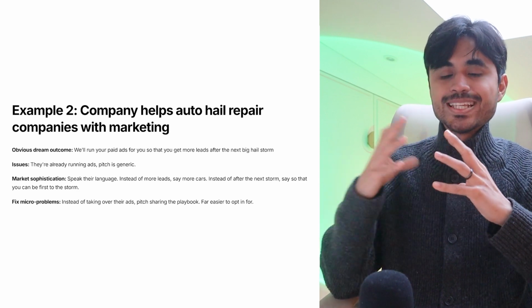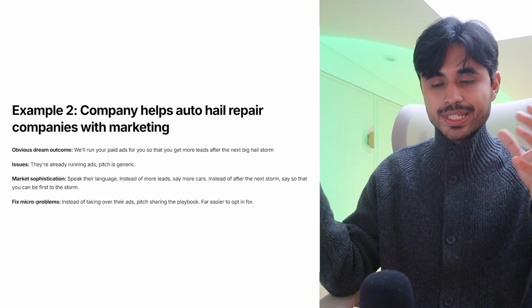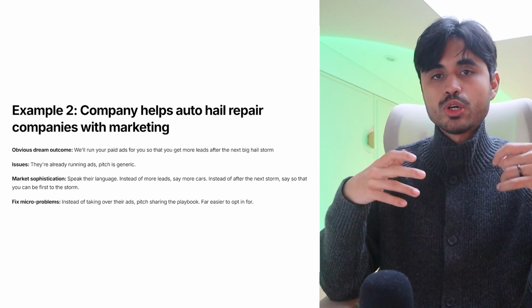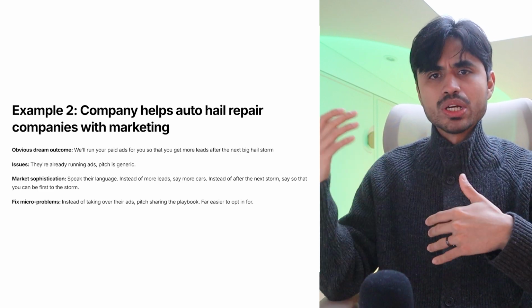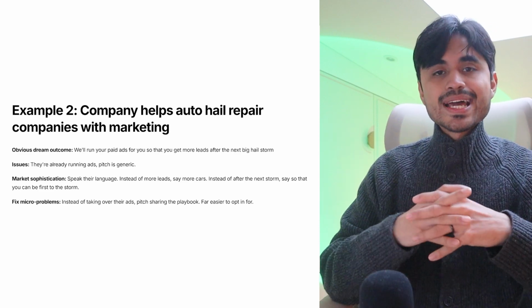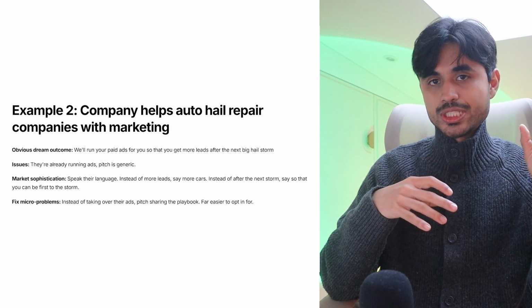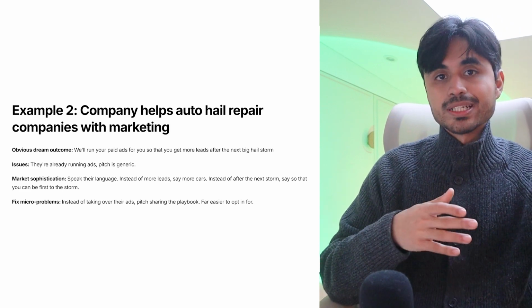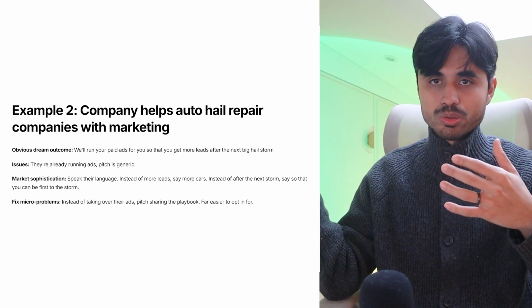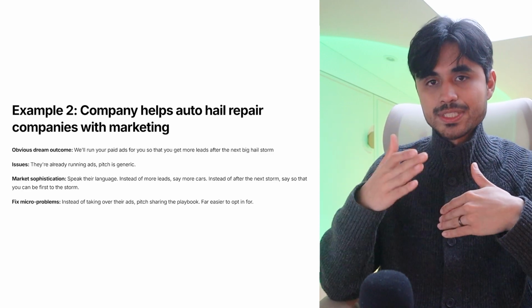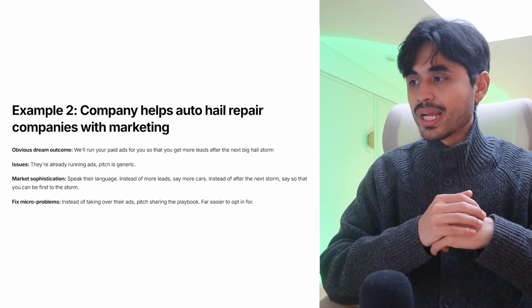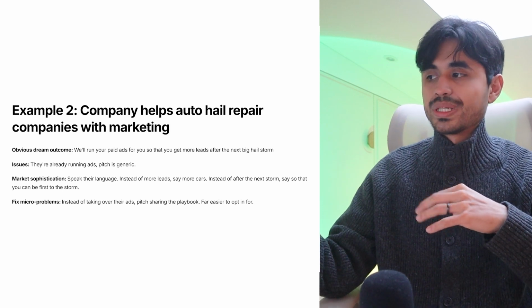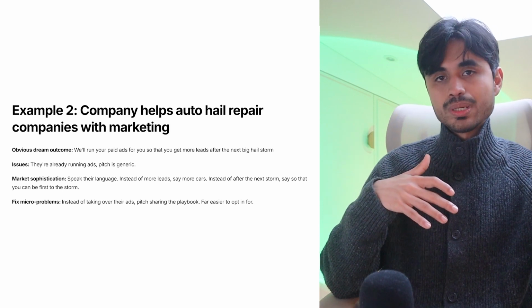But this pitch is a bit generic. Any marketing agency could come up with it. And if they're already running ads, then why would they go and let you run them? Instead, what we did for them is we changed it to speak their language. Instead of more leads, we changed it to more cars, because that's the way that auto hail repair companies speak. They want to have as many cars as possible that they're repairing. Instead of after the next storm, we said, so you can be the first to the storm.